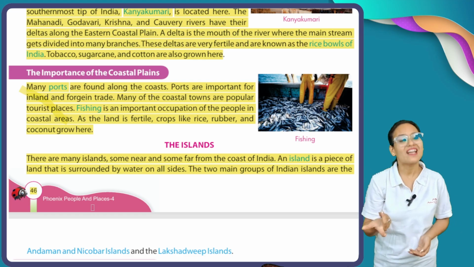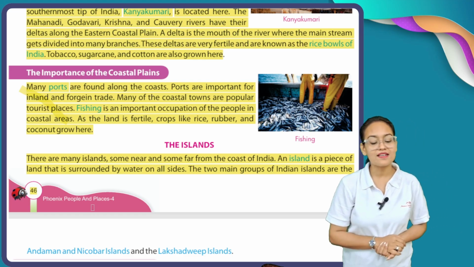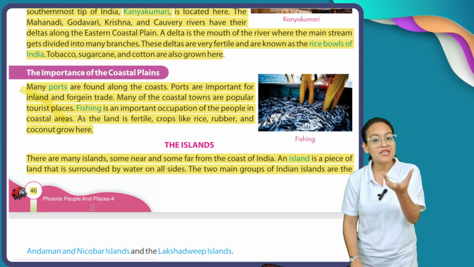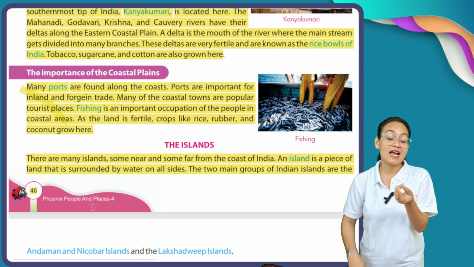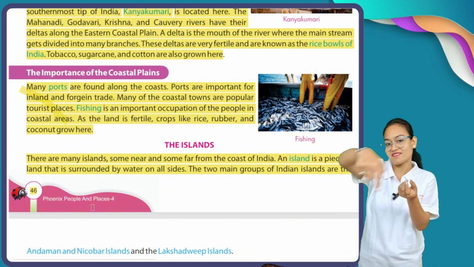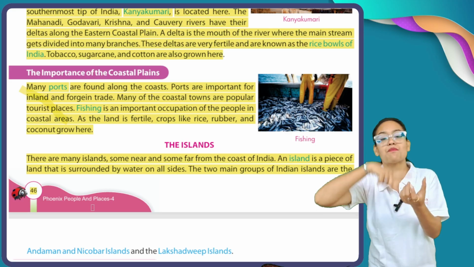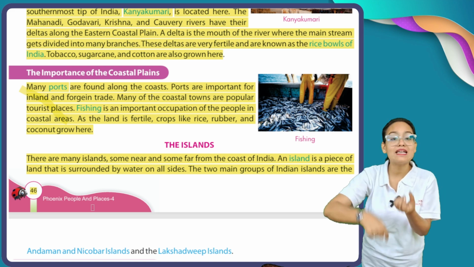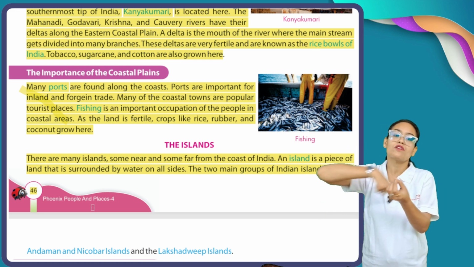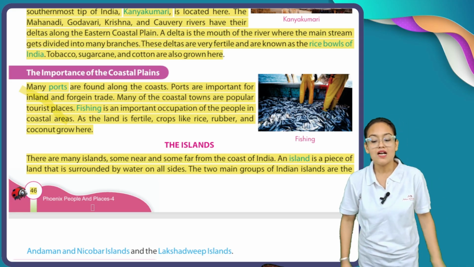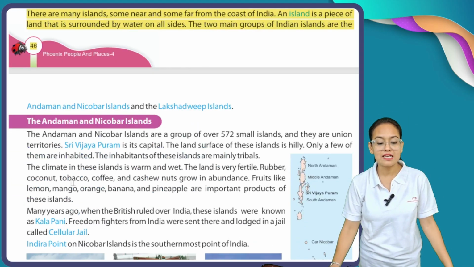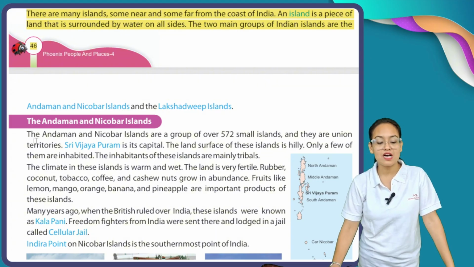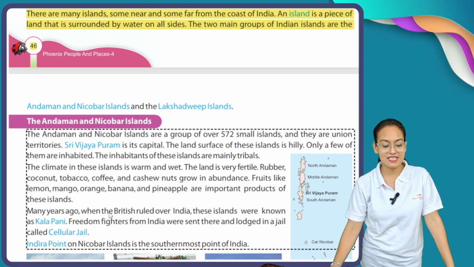Now, what is the meaning of island? An island is a piece of land that is surrounded by water on all sides. A peninsula is a piece of land surrounded by water on three sides, but an island is covered with water on all four sides. The two main groups of Indian islands are the Andaman and Nicobar Islands and the Lakshadweep Islands. First we are going to discuss the Andaman and Nicobar Islands. Let's have a look.